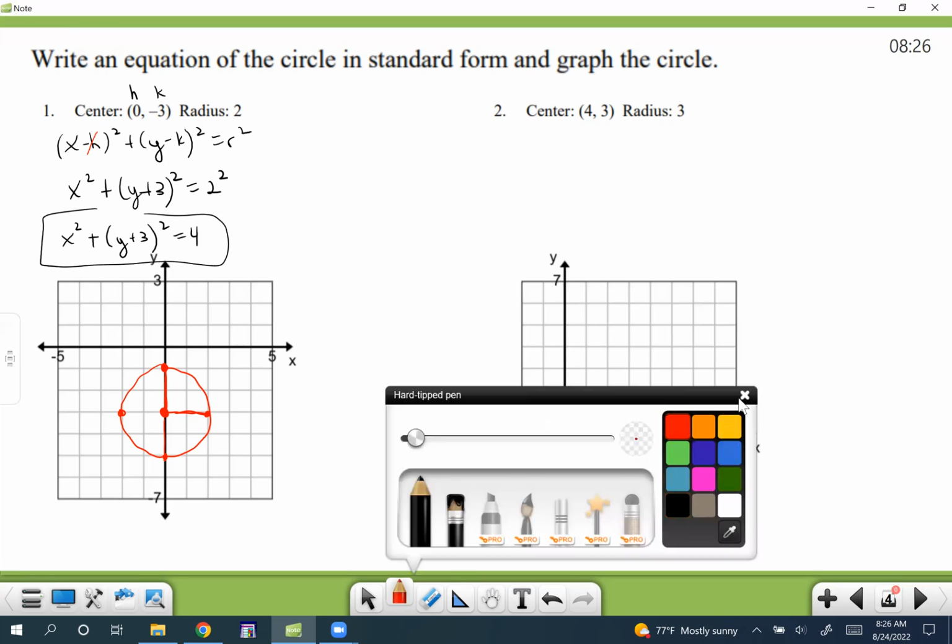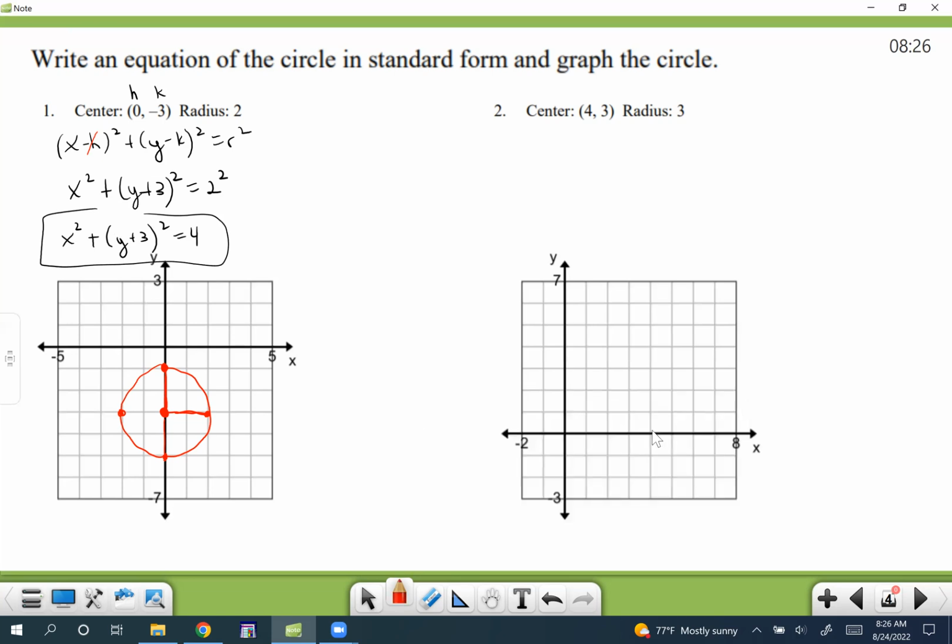Let's try another here. All right, so we're going to go to (4, 3). Should be right there, right? And then we're going to go for a radius of 3. So up 3, to the right 3, down 3, to the left 3. So now we can draw our circle.